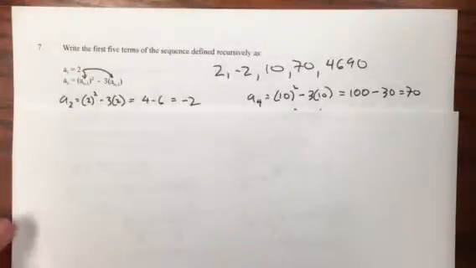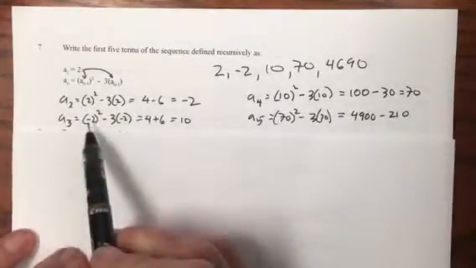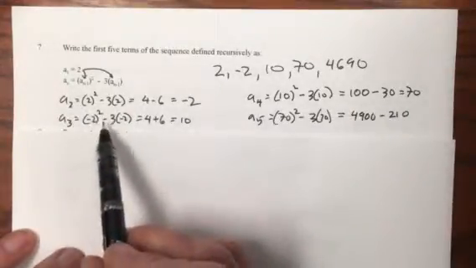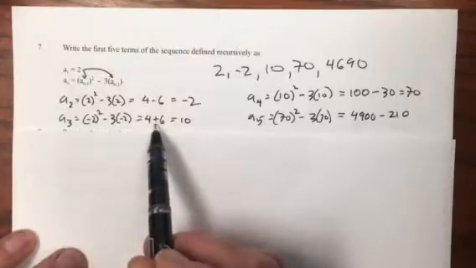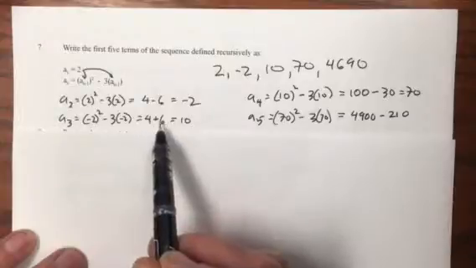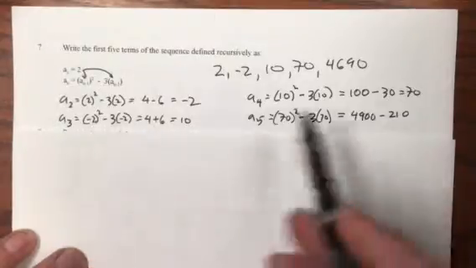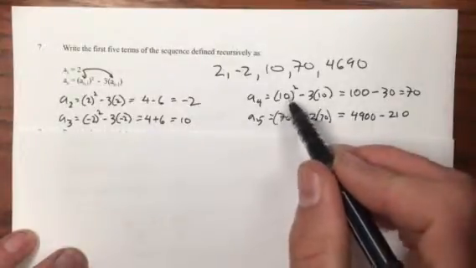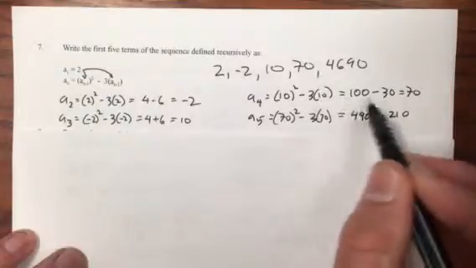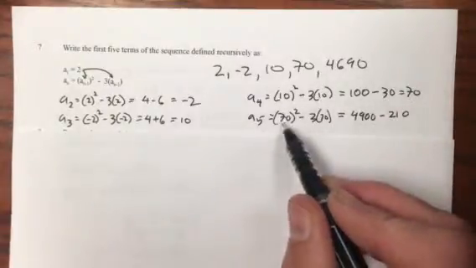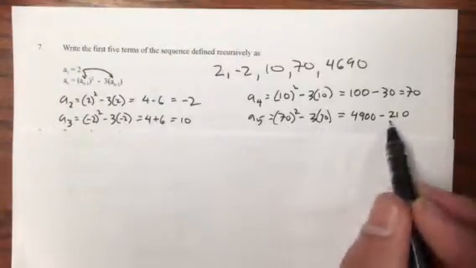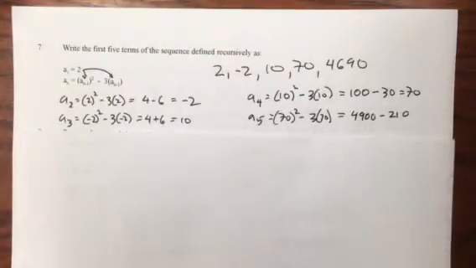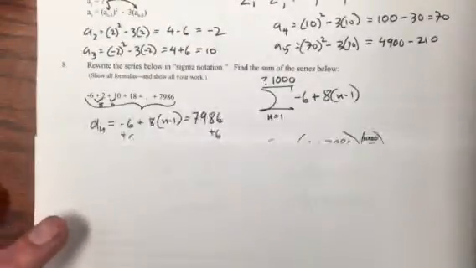Then I plug in -2, and I square it. And I subtract 3 times -2. Well, subtracting -6 is like adding 6. So 4 then plus 6 is 10. -2 squared is 4. Then I plug in 10 and I square that, and I subtract 3 times 10 and I get 70. And I plug in 70 and I square that. I get 4,900, and I subtract 3 times 70, which is 210. And that should give me 4,690. All right?